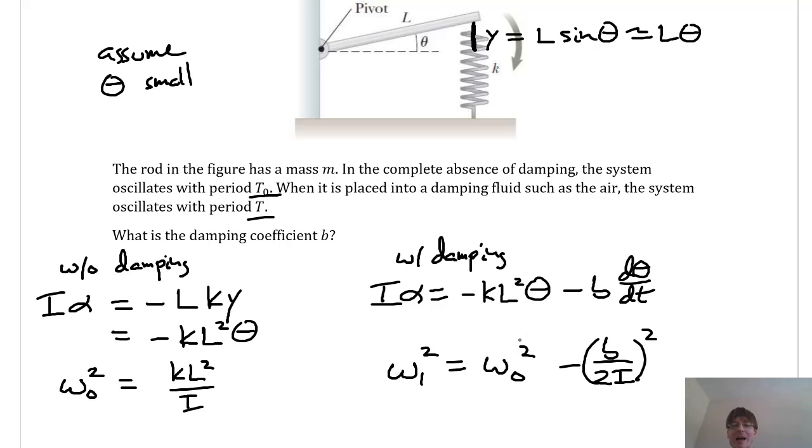And in fact, I can use this expression to solve for B. This is an equation to solve for B. You see, it actually tells me that B squared is equal to 4I squared times the quantity omega naught squared minus omega 1 squared.